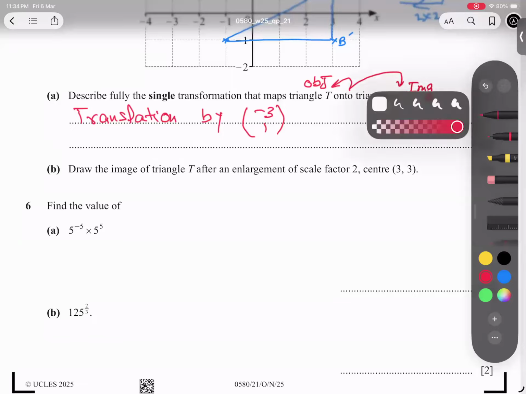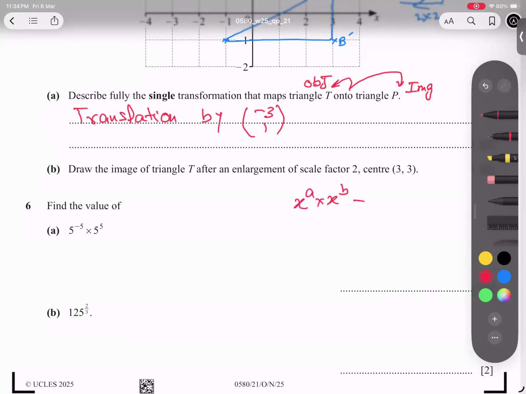In question number 6, he is asking about the indices property, and you know the basic property: x to the power a into x to the power b, if the same bases multiply, we always add the powers. In the same way, what is the base? 5, 5, which means the same bases, so I can add the powers. Negative 5 plus 5, and they cancel out. We get 5 to the power 0. Whenever x to the power 0, or any number to the power 0, it is 1. So we got 1 as the answer. And what about this? If you don't know, do it this way.